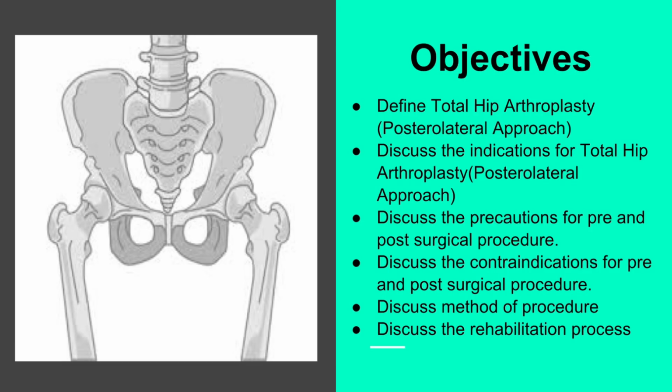Alright, so for our objectives today, we're going to define the total hip arthroplasty with the posterior approach. We're going to discuss the indications for THA. We're going to talk about the precautions pre and post surgical procedure, discuss the contraindications pre and post procedure, discuss the methods of procedure, and discuss the rehabilitation process.